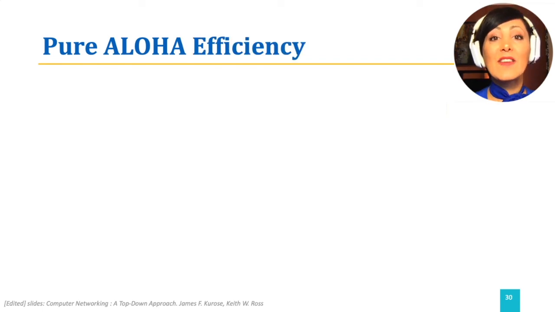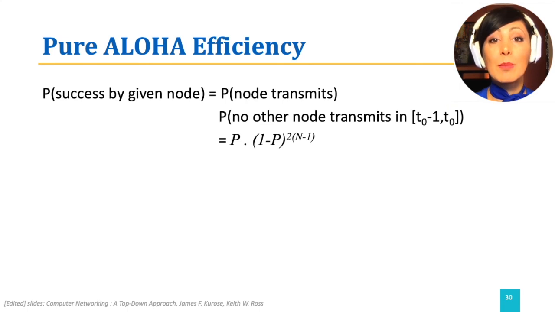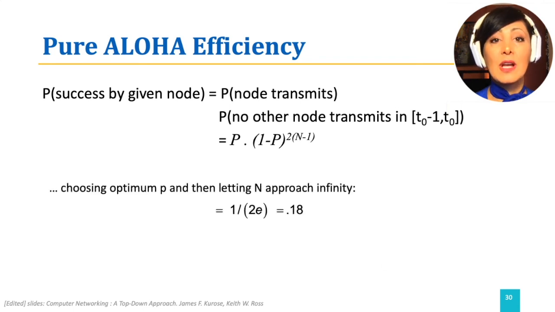Therefore, the probability of success for a given node will be the probability that it transmits at time t0 and no other node transmits in the time range t0 minus 1 to t0 plus 1, which is a time length of 2 frames. This results in probability p times (1-p) to the power of 2(n-1). Similar steps of finding the optimum p and finding the efficiency when n approaches infinity will yield the value of 0.18 for pure Aloha, which is even worse than slotted Aloha.